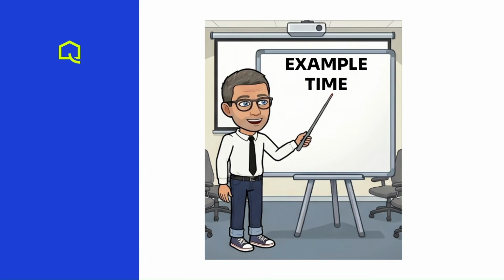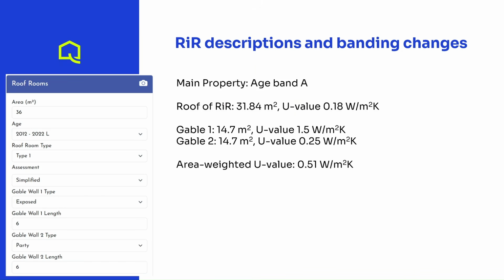Right, it's time to go through an example, so pens and paper at the ready, everyone. We've got here an example of the data inputs for a simplified Type 1 roof room. The roof room is band L and 36 square metres in area. It has an exposed 6 metre gable and a 6 metre party wall. The rest of the dwelling is age band A. When we do the maths, the roof area for the roof room shakes out to be 31.84 square metres with a U value of 0.18.